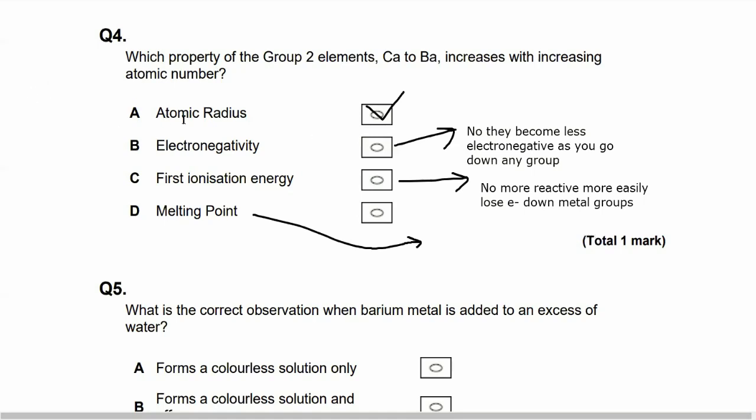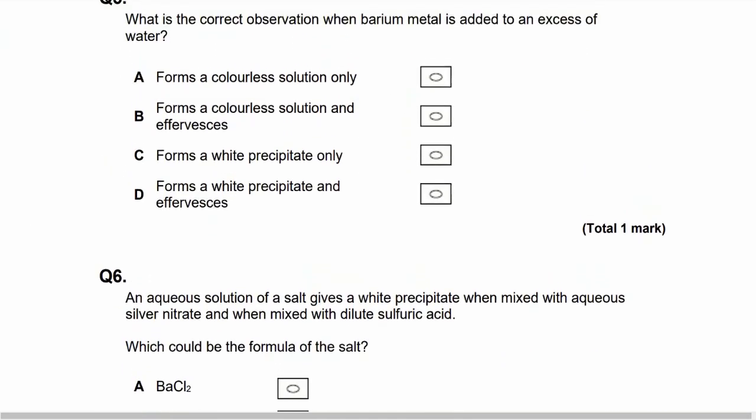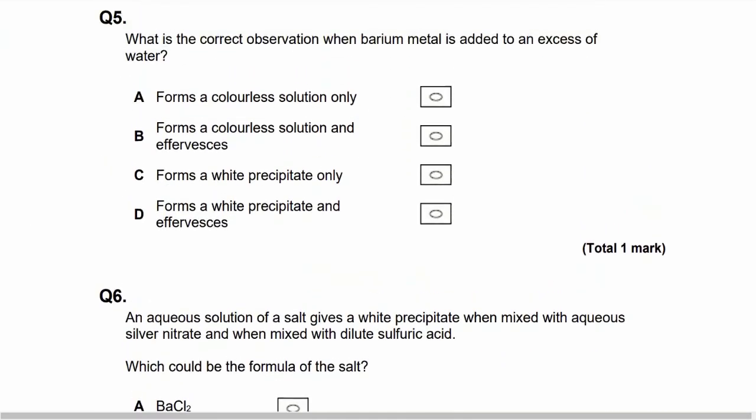Okay, let's move on to question 5. So the correct answer there was A. So what is the correct observation when barium metal is added to an excess of water? So does it form a colourless solution? Well, essentially, this is the group 1, you remember from GCSE, form hydroxides and release hydrogen gas. Well, guess what? Group 2 do that as well. The alkaline earth metals. They produce a hydroxide solution and release hydrogen gas.